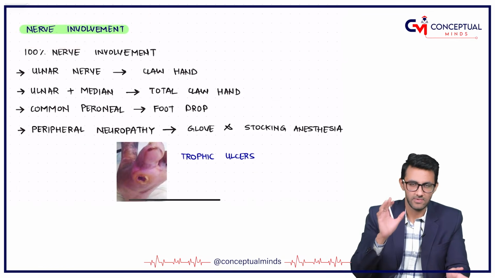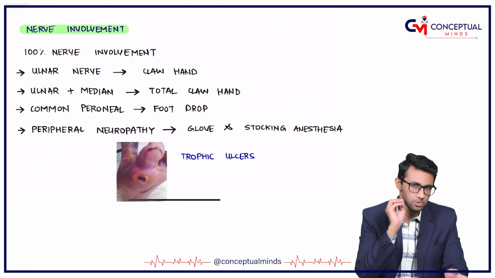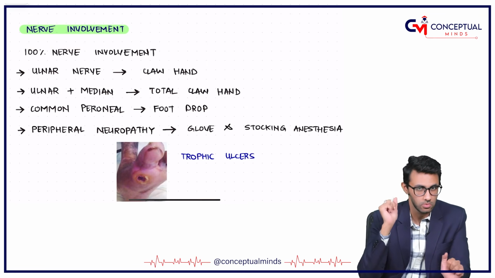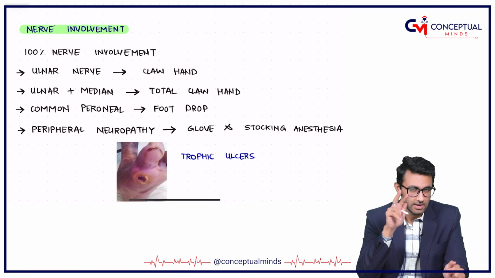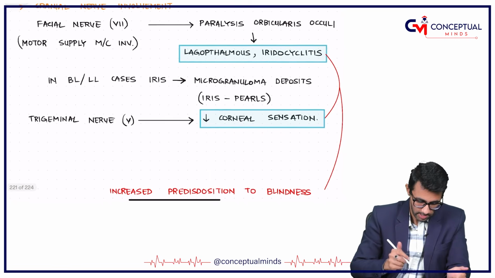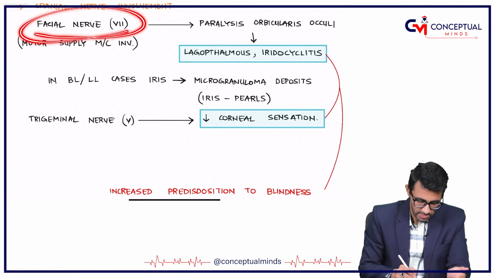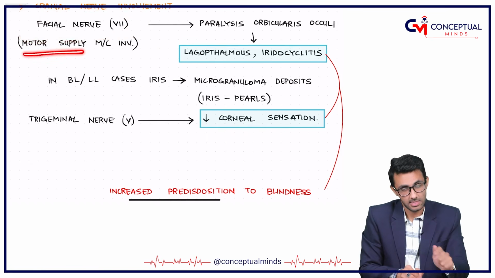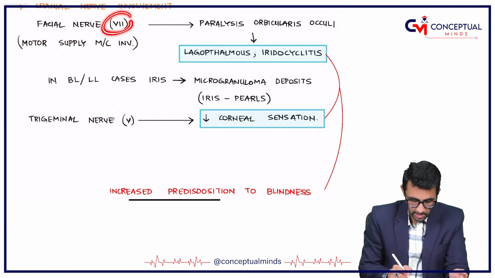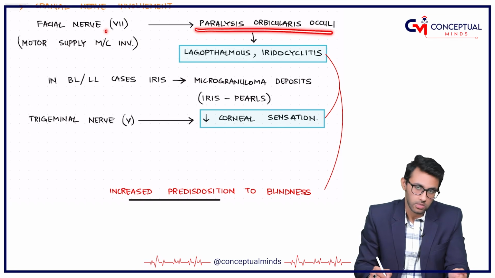Now we'll shift our discussion to the cranial nerve involvement. What are the predispositions of having this disease, and what does it predispose the patient to? This is one question that we need to answer. Let us start the discussion about the cranial nerve involvement. The facial nerve is involved, that is the motor supply is the one which is most commonly involved. Because of this there is paralysis of orbicularis oculi.